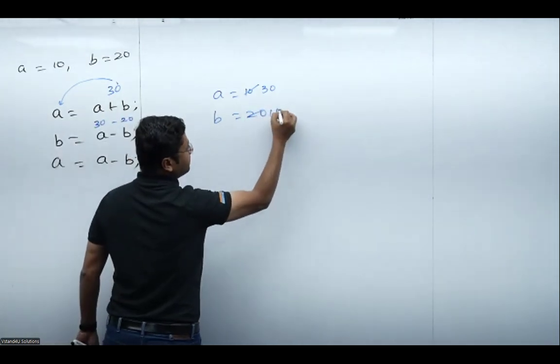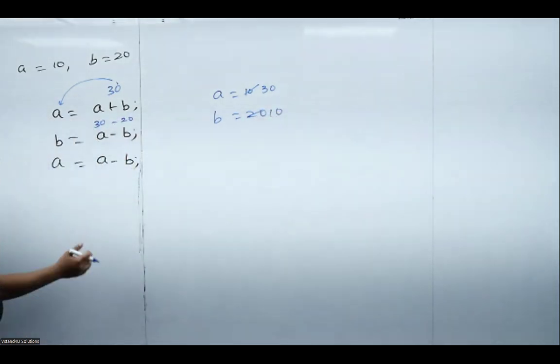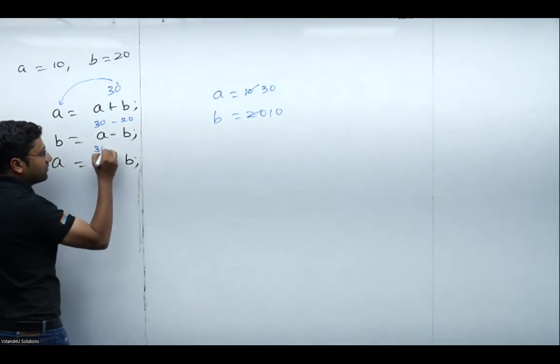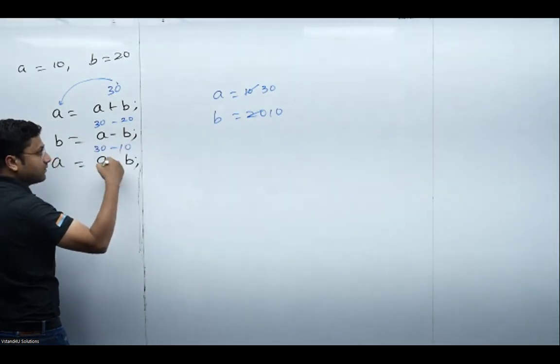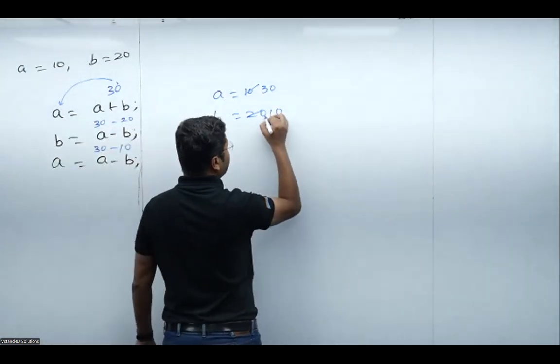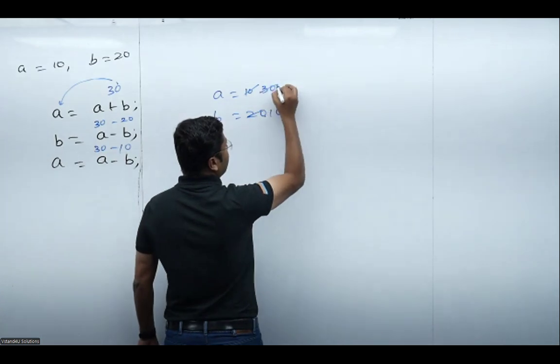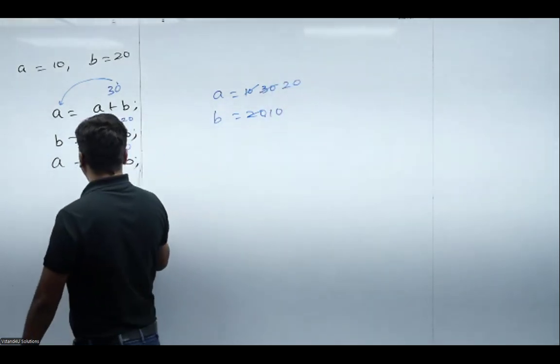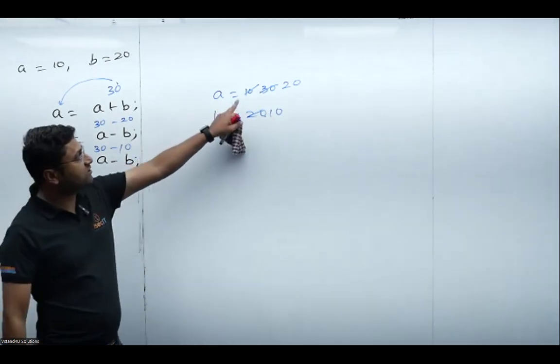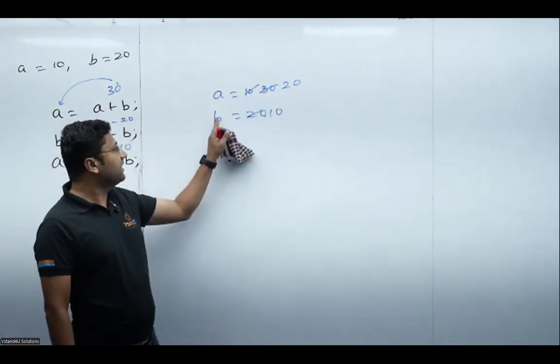B should become A minus B, done. Next, what is A right now? A equals A minus B. Then assigning 20 where? Over here, assign 20. Don't you think A which was 10 became 20, and B which was 20 became 10?